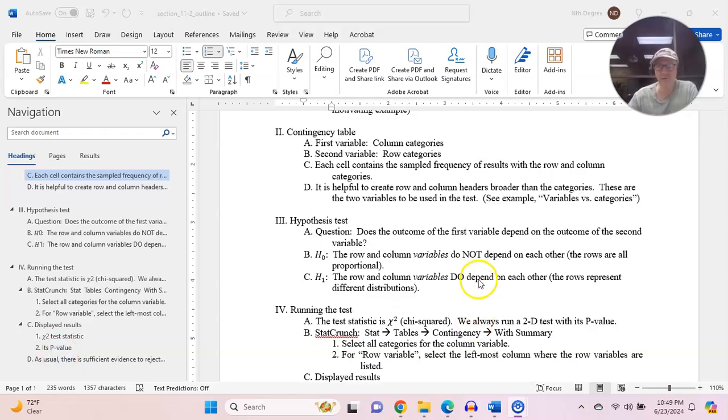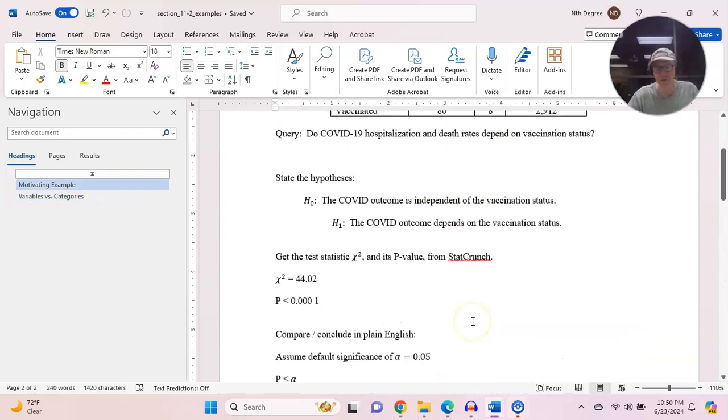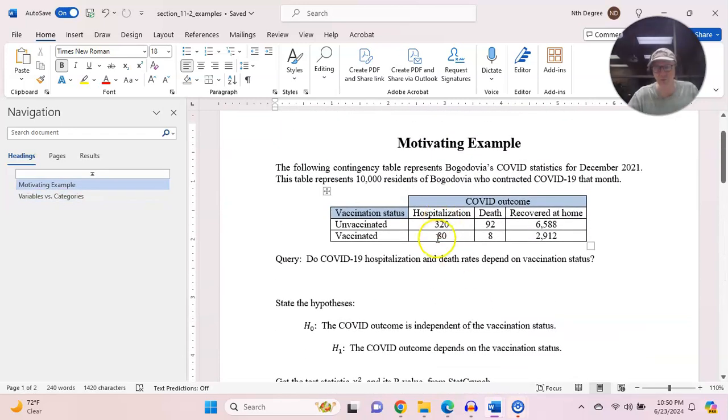There's one last subtle issue that I'd like to bring to your attention because it will help with the homework. And that's what I alluded to earlier here. It is helpful to create row and column headers broader than the categories. These are the two variables to be used in the tests, the hypotheses tests. This is similar to an issue that we saw earlier in the semester when we were just starting to look at probability and contingency tables.